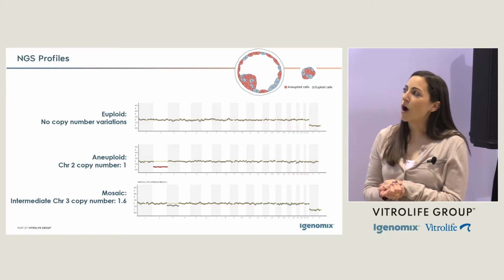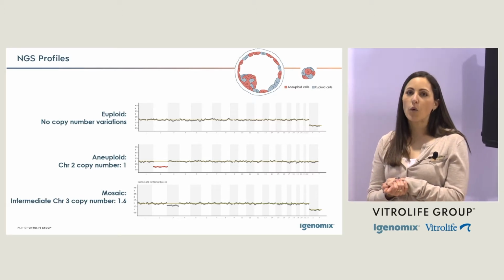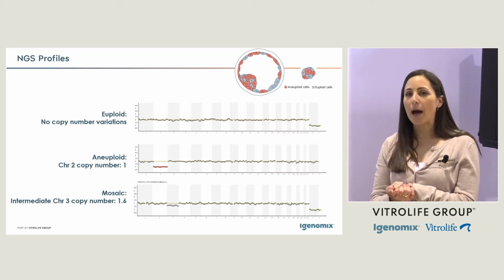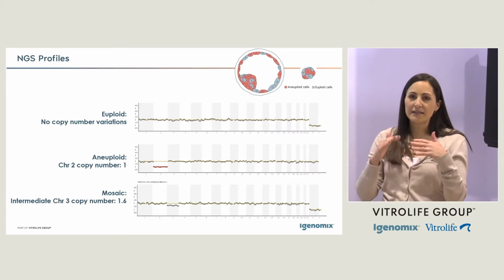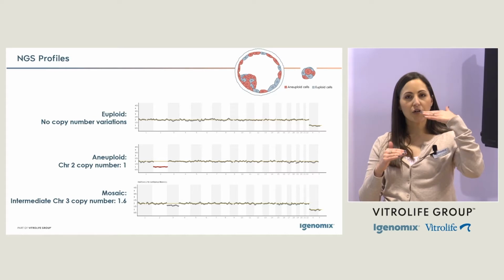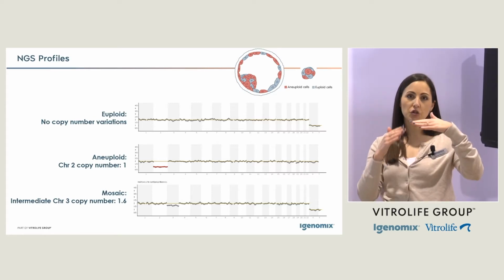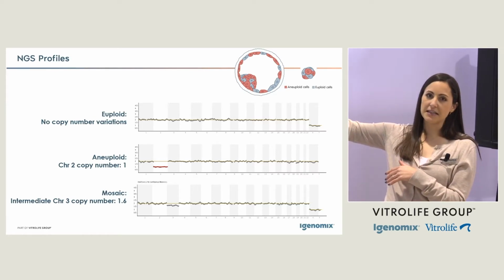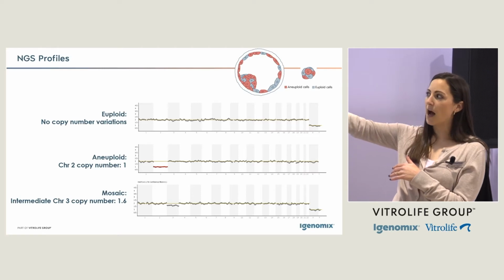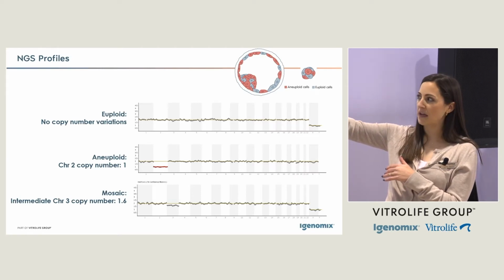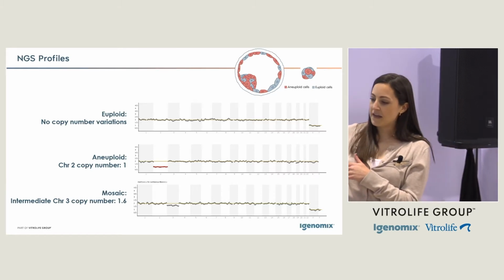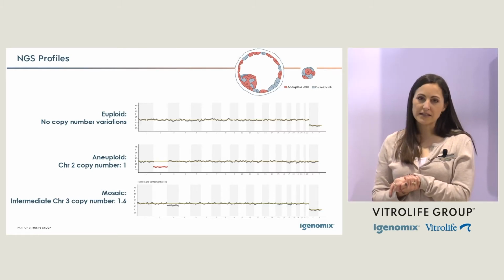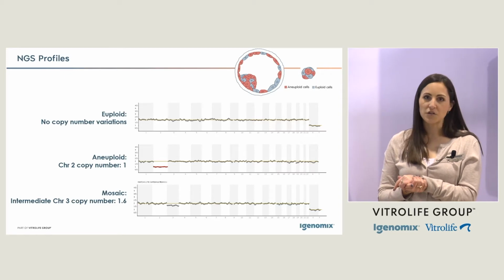And then for a mosaic NGS profile, what is seen is intermediate copy number variation. So the reads align somewhere between a level of 2 and 3 or a level of 2 and 1. Specifically in this example, you'll see an intermediate copy number variation for chromosome 3, specifically an intermediate copy number loss. So the third image on the slide would be consistent with mosaic monosomy 3.